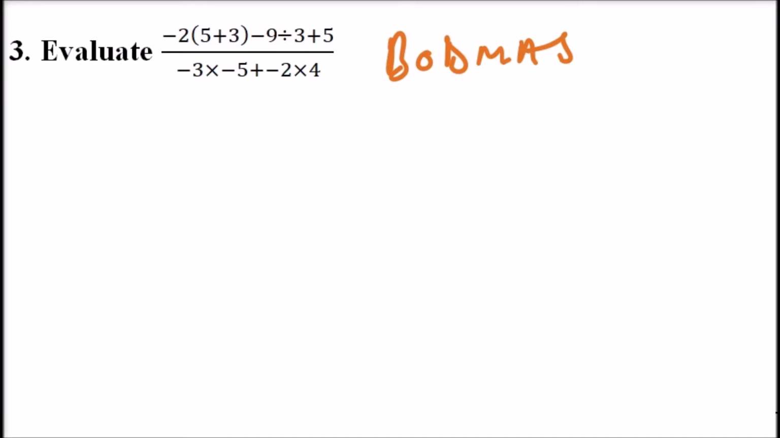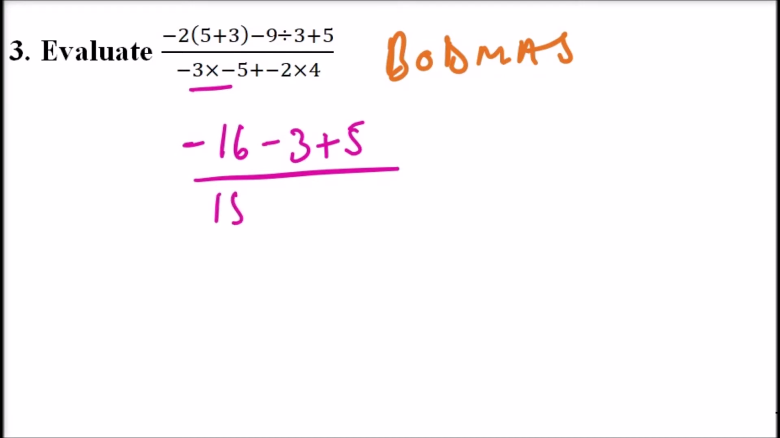We'll start with the bracket. In the numerator, we have a bracket. So we add 5 plus 3, that is 8, multiplied by minus 2, that will give us minus 16. We don't have of, but we have division. So 9 divided by 3, that will give us minus 3. So that's minus 3 plus 5. In the denominator, we don't have a bracket, we don't have of, we don't have division, but we have multiplication. So we start by multiplying that. Minus 3 times minus 5 will give us positive 15, and minus 2 times 4 will give us minus 8.